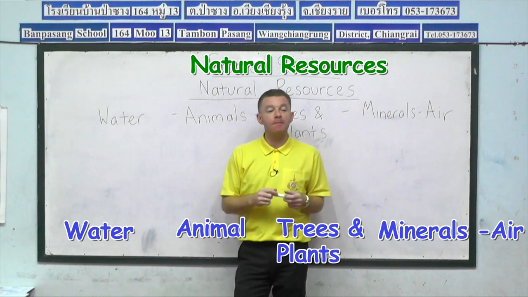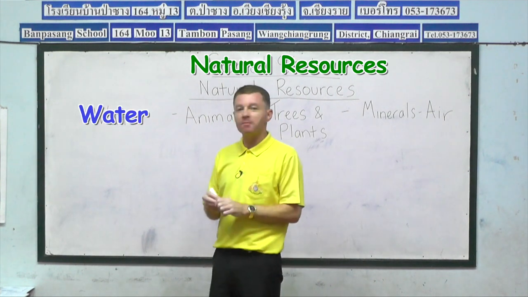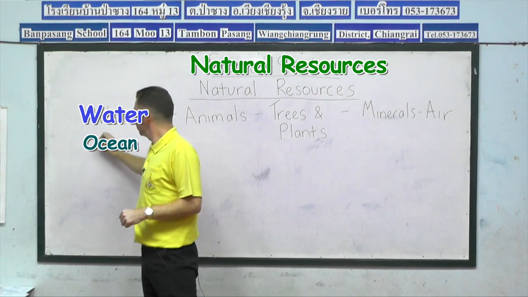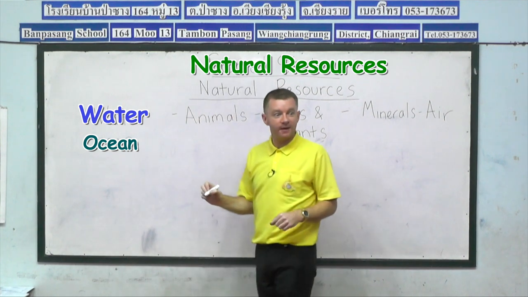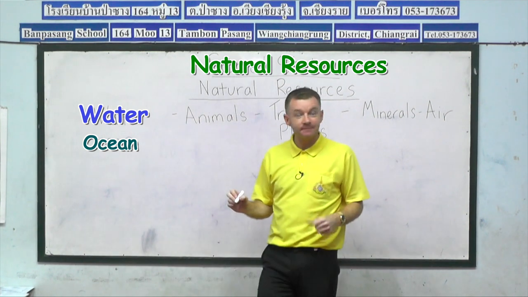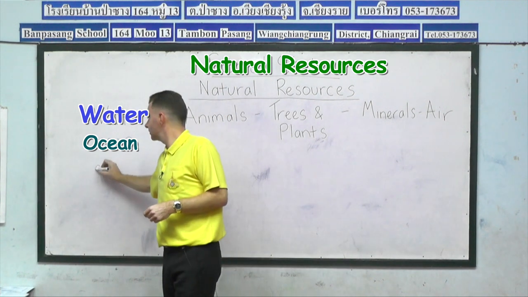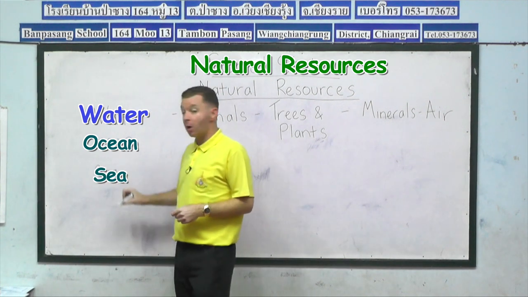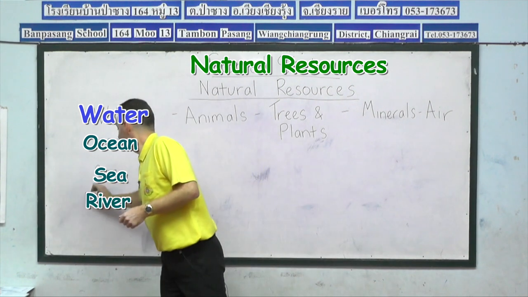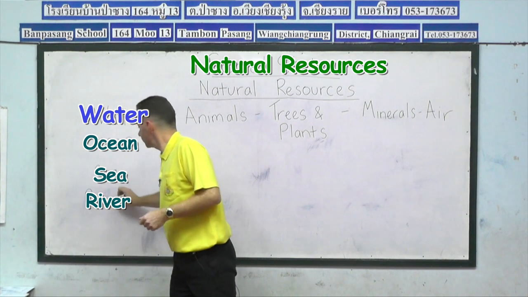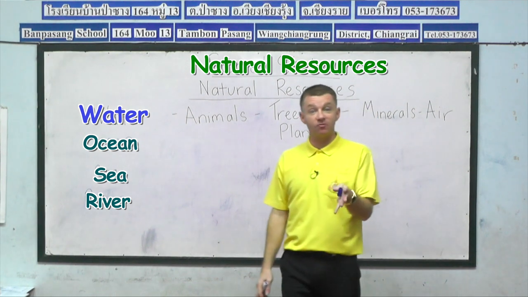Now, who can give me some examples of what types of natural resources? Who can give me an example of a water source? Ocean. Yes, ocean is a very big water source. Any other examples of water? The sea, yes. How about near where we are at our school? Pond or river. So you see the different water sources that we have that are all natural resources.